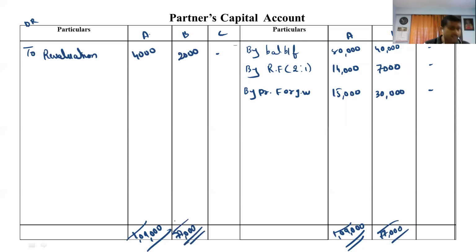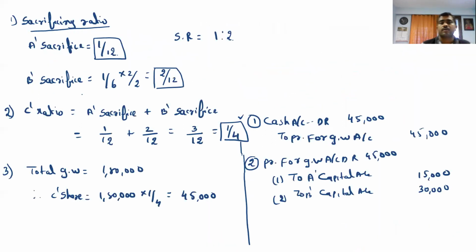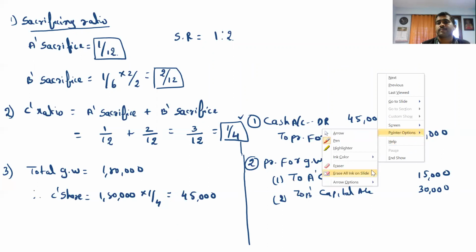So 1,09,000 minus 4, it comes to 1,05,000. 77 minus 2, it comes to 75,000. And here we write to balance carried forward. Clear? Now we are going to find the capital. So how to find the closing capital? So we are going to find the working capital of C. And for that, the point is that C is able to bring his proportionate capital.